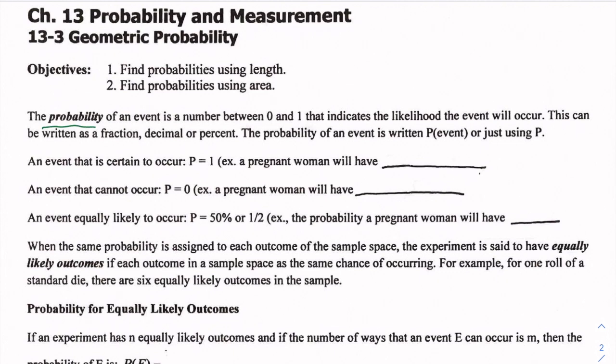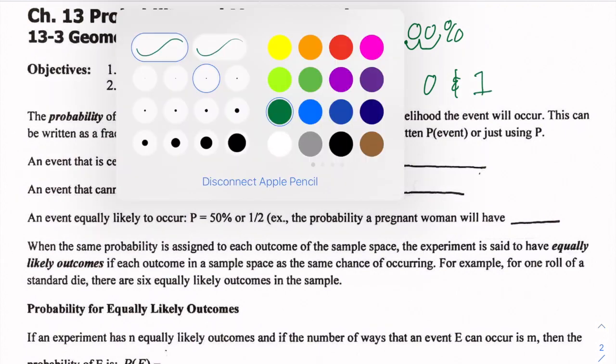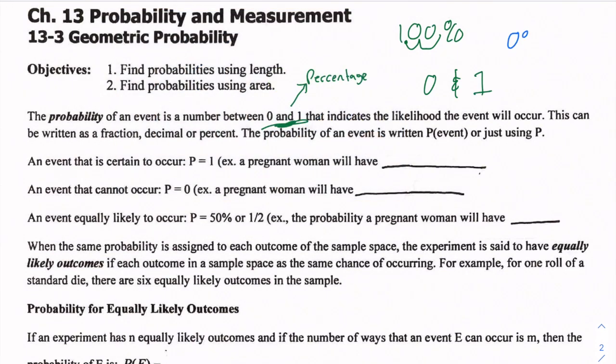So the probability of an event is a number between 0 and 1, okay? Why is it 0 and 1 for probability? Well, if you change them to a percentage, what would that be? To change a number to a percentage, you move the decimal twice. So if you have 1, move it twice, and what percent do you get? 100%. So comparing 0 and 1 is very similar to saying 0% and 100%. Fun fact.